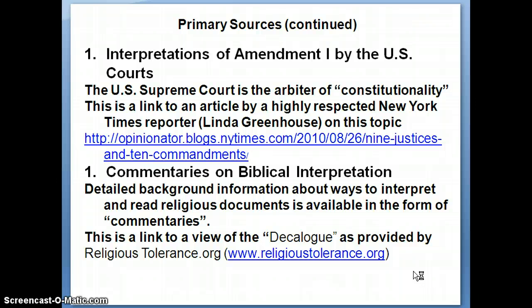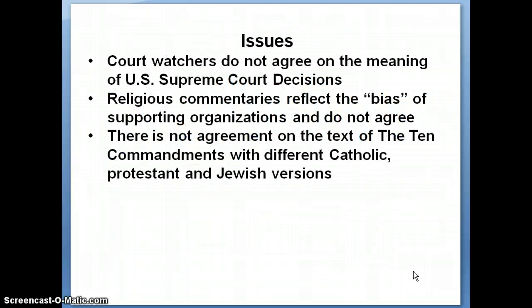And I purposely chose it because it was not a religious interpretation, and we'll get to that in a little bit here. So there's a little bit more about primary source information. Now, here are a couple issues that go at the back.